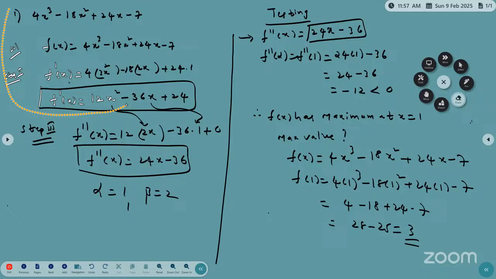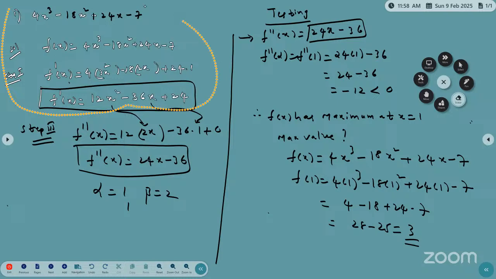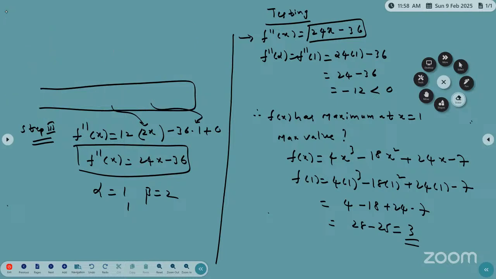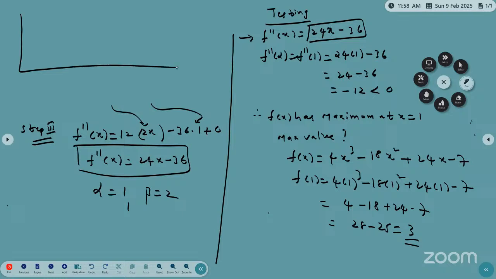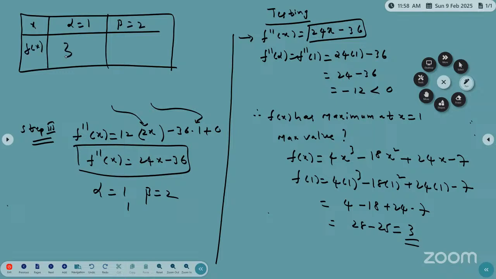Have you completed this? Stop talking. Don't copy the table. Just see the table.